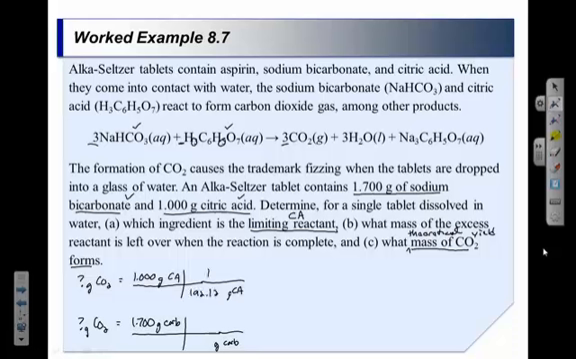grams per mole. The sodium bicarbonate, I've got 1 sodium, which is 23, plus hydrogen plus 1 carbon plus 3 oxygens gives me 84.01 grams per mole. So I'm converting these both using their individual molar masses to get to moles of that substance.